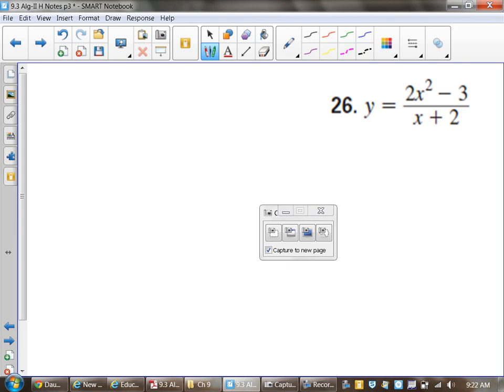Look at the zeros of the numerator, my x-intercepts. Let me do this, square root of 2. And then obviously I would have to rationalize my denominator. So when you write that out, it would be x equals plus or minus the square root of 6 over 2. Multiply top and bottom by the square root of 2. Okay? So those would be my x-intercepts.